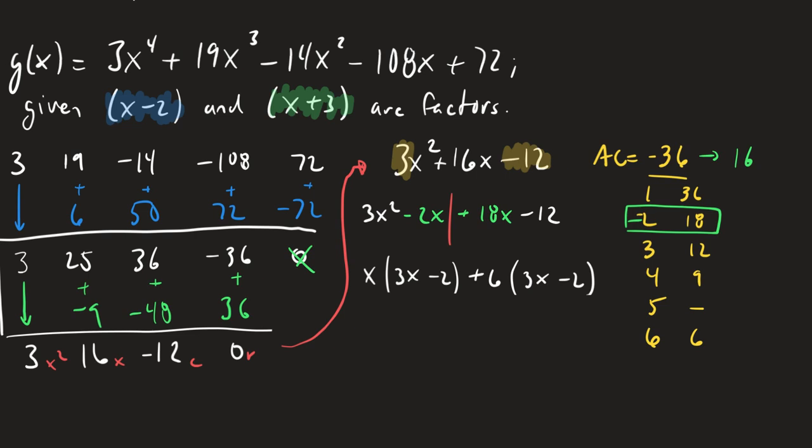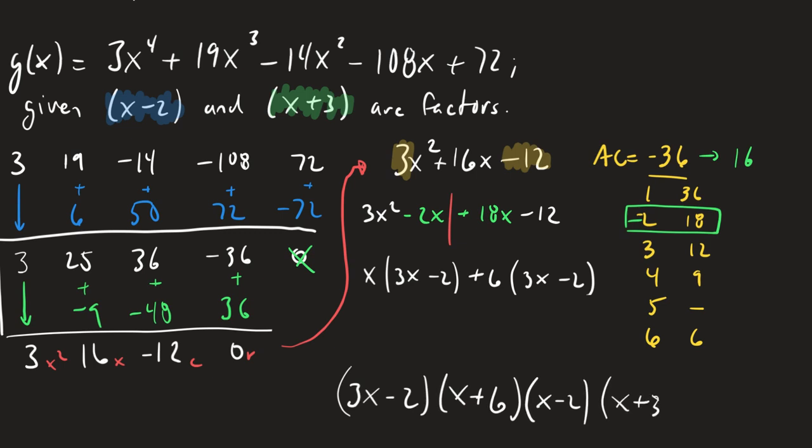And so then 3x minus 2 is one of our factors. x plus 6 is one of our factors. And don't forget about the first ones from the beginning. x minus 2 is one of our factors, and x plus 3 is one of our factors. Lots of factors, which should make sense because this was a quartic, a 4th degree problem. We have 4 factors. So g of x is equal to that.